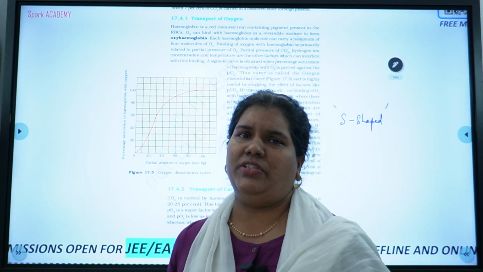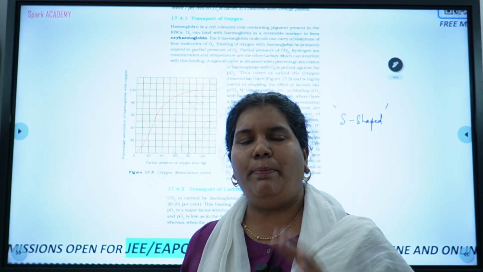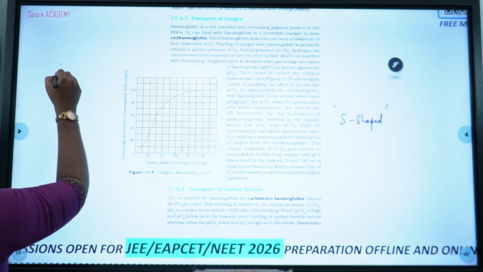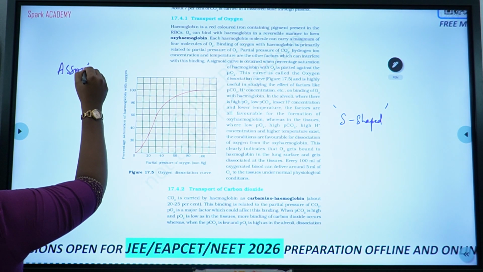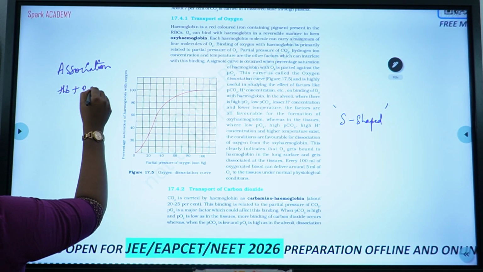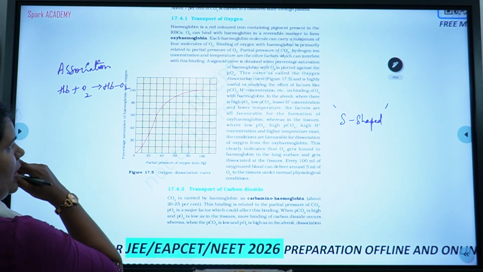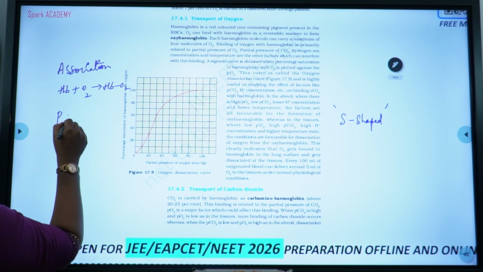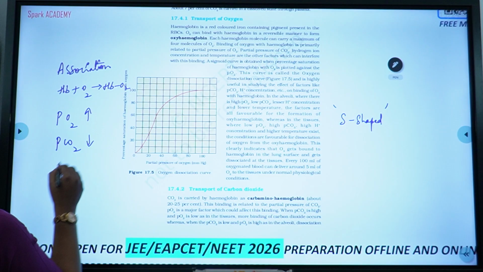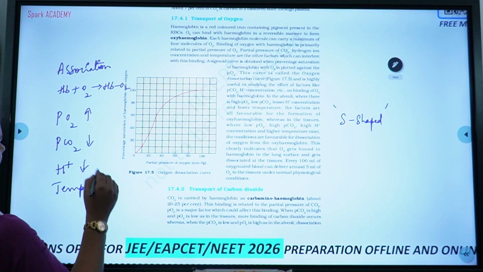Now there are certain conditions. How can this binding and dissociation take place? They are all depending upon certain factors. What are those factors? See, for association, what is association? Association means binding of Hb with O2 forming HbO2. What is HbO2? Oxyhemoglobin. So for this we need partial pressure of O2 to be high, partial pressure of CO2 to be less, H plus ion concentration to be less, and temperature to be less.